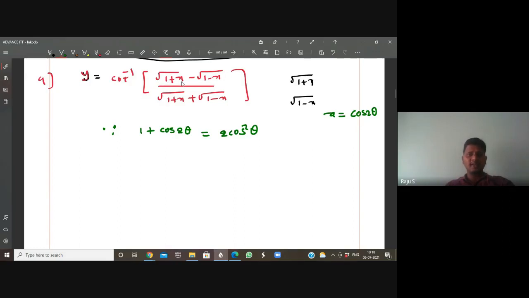Don't take tan. If you take tan, is there any formula? 1 plus tan square is okay, no problem, but what is 1 minus tan square? Do you know a formula for 1 minus tan square? No. In that case, we cannot substitute tan square theta. So 1 minus cos 2 theta also has a formula, that is 2 sin square theta. Am I right? Now apply these two.